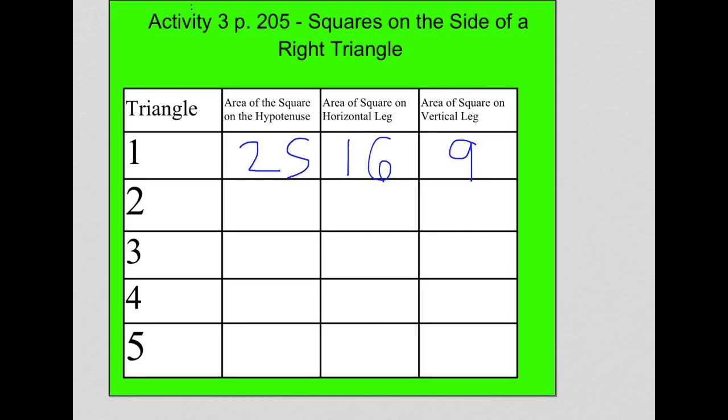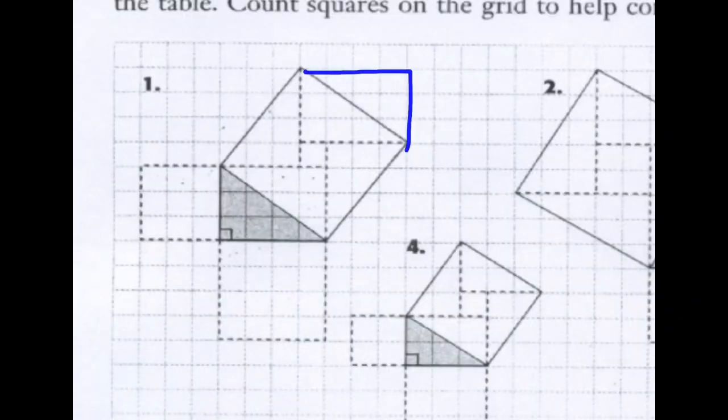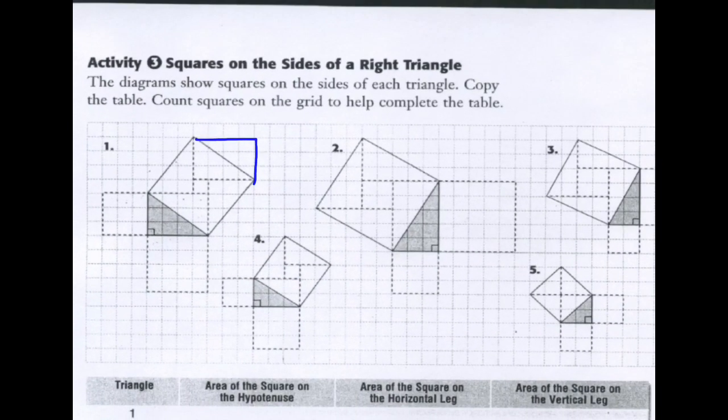So on the assignment I give you today, you're going to do this exact thing. I've already done number 1 for you. You're going to do 2, 3, 4, and 5, right? Because there's a total of 5 diagrams there. So you're going to do those 5 diagrams.